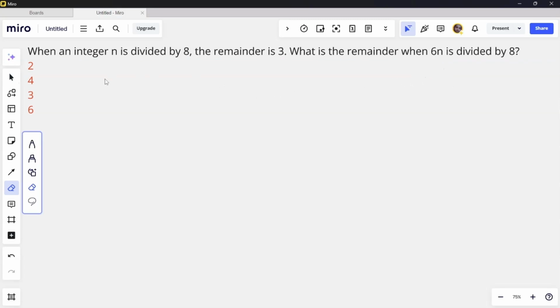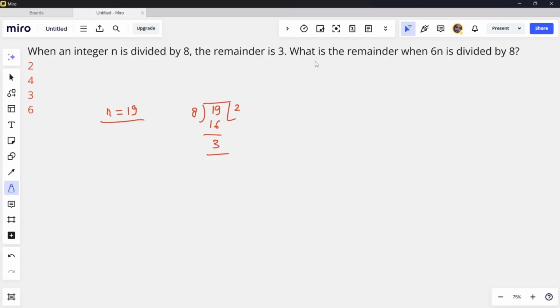So as you can see, this is our question. When an integer is divided by 8, the remainder is 3. What is the remainder when 6n is divided by 8? Basically the question is saying, let's suppose I am selecting a random number as the value of n. I am taking 19, so n equals 19. If we divide 19 by 8, 8 twos are 16, so the remainder is 3. When an integer n, which is 19, is divided by 8, the remainder is 3.